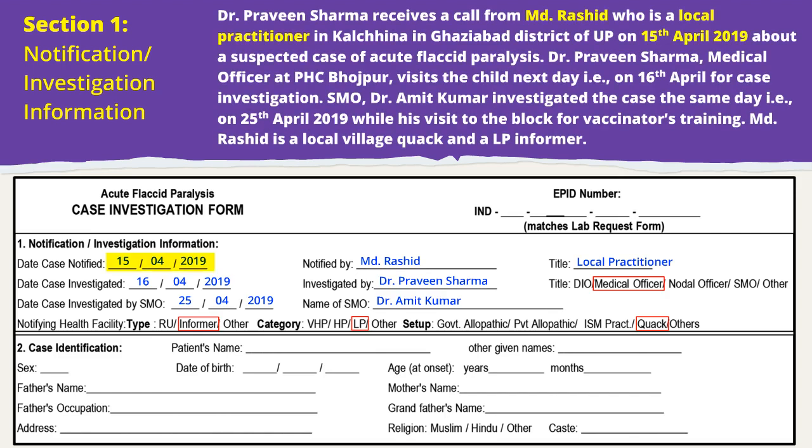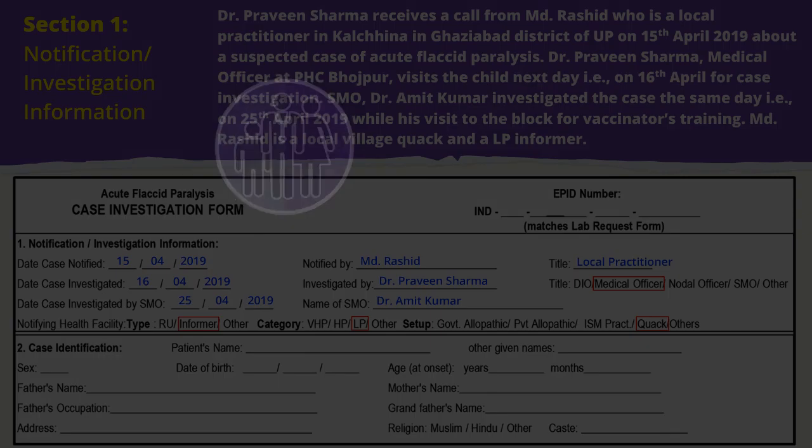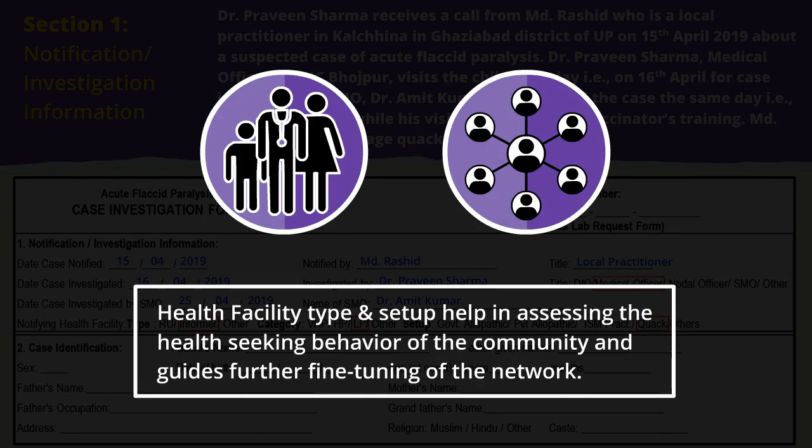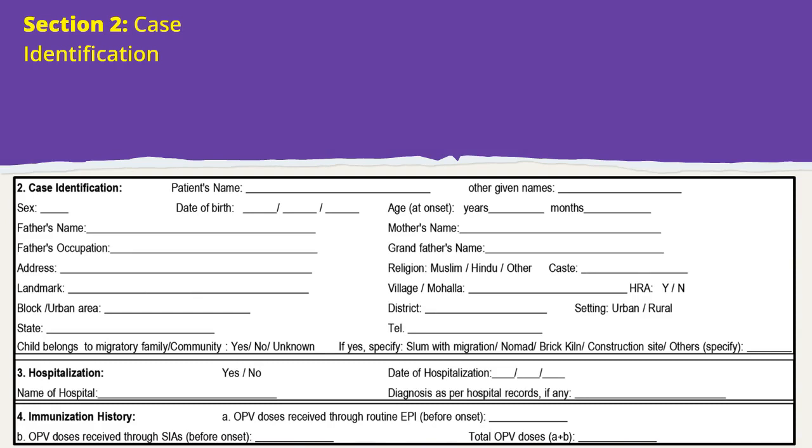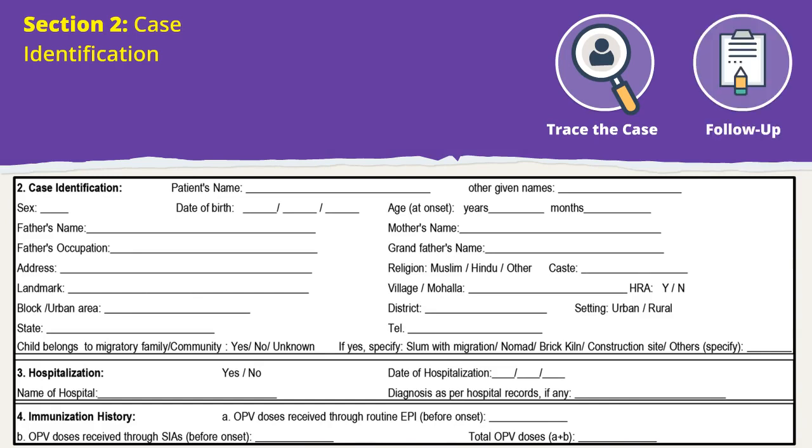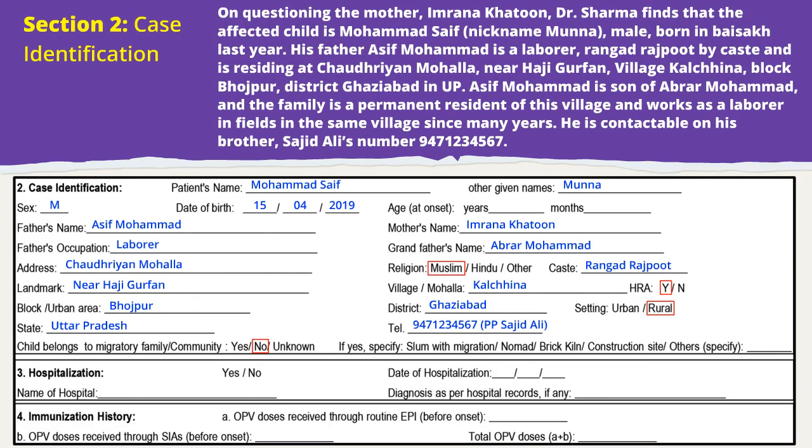Case was notified on 15 April and was investigated on 16 April. Health facility type, category, and set up help in assessing the health-seeking behavior of the community and guides further fine-tuning of the network. Case identification details are important to trace the case for epidemiological investigation and follow-up when required. Under identification details, ensure that date of birth, address, and mobile number is correct and complete.